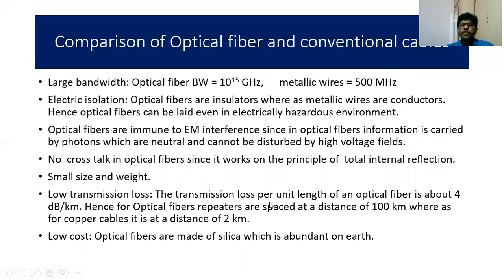The transmission loss per unit length of an optical fiber is about 4 decibels per kilometer. Hence, for optical fibers, repeaters are spaced at a distance of 100 km, whereas for copper cables, it is at a distance of 2 km. Low cost. Optical fibers are made up of silica, which is abundant on Earth. So in this particular lecture, we have studied the use of an optical fiber in communication system and the advantages of optical fiber over conventional cables.